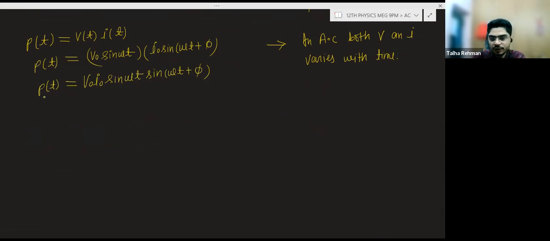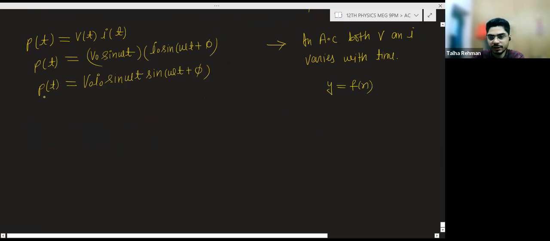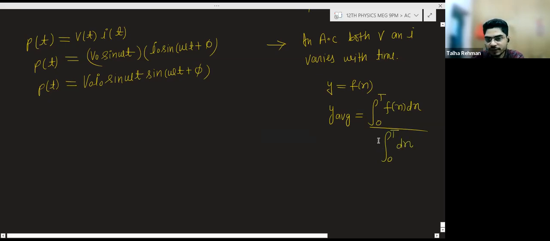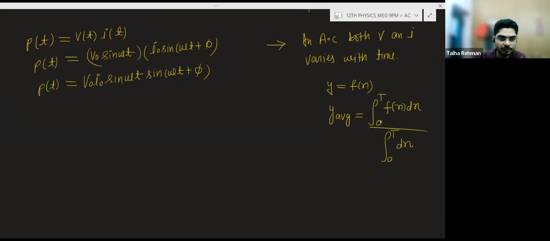If you want the average of something, like y equal to f(x), any function, I have told you this already. If you want to calculate y average, you will integrate f(x) dx from 0 to t and divide by t. This limit can change according to what type of average you want. So I want the average power.